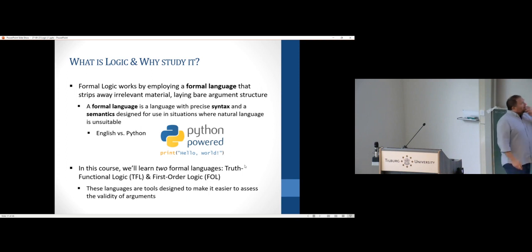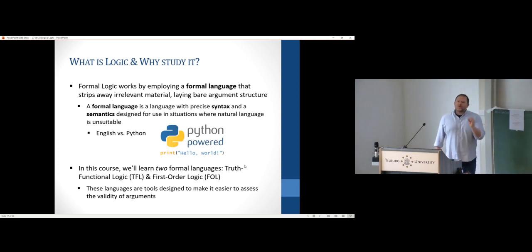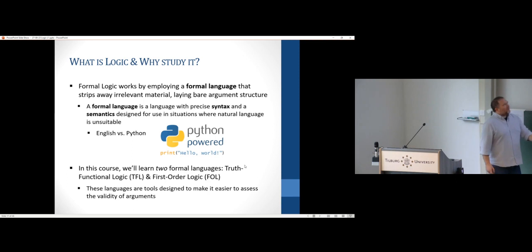A formal language is a language with a very precise, very restricted syntax and a very particular semantics designed for use in situations where natural language is unsuitable. Natural language, or people from, I'm sorry, I realize I'm throwing words. Do we know what we mean by syntax? So that's effectively kind of like the grammar.